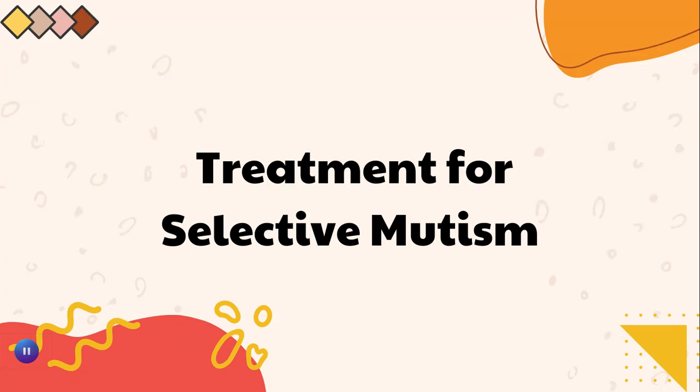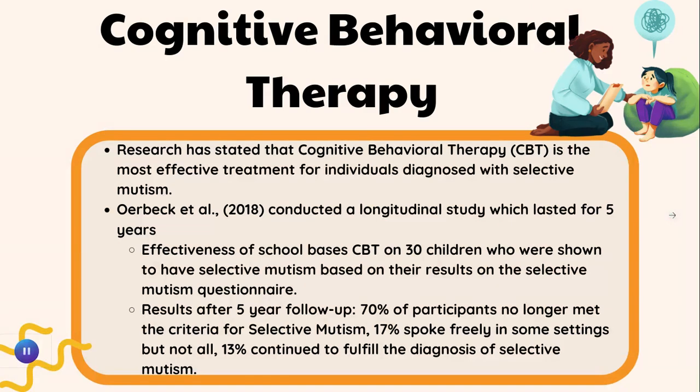So next, let's look at the treatment for selective mutism. Cognitive behavioral therapy is stated to be the most effective treatment for individuals diagnosed with selective mutism. Orbeck conducted a study which lasted for 5 years. In the study, they wanted to test the effectiveness of school-based cognitive behavior therapy on 30 children who were their sample, who were shown to have selective mutism based on the results of the selective mutism questionnaire.